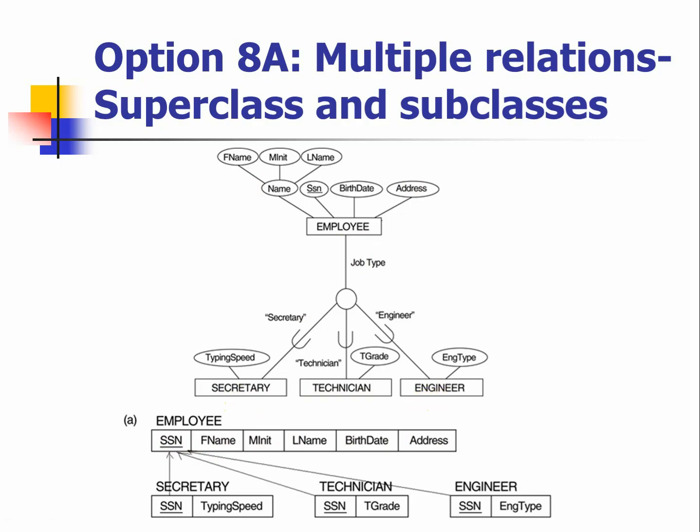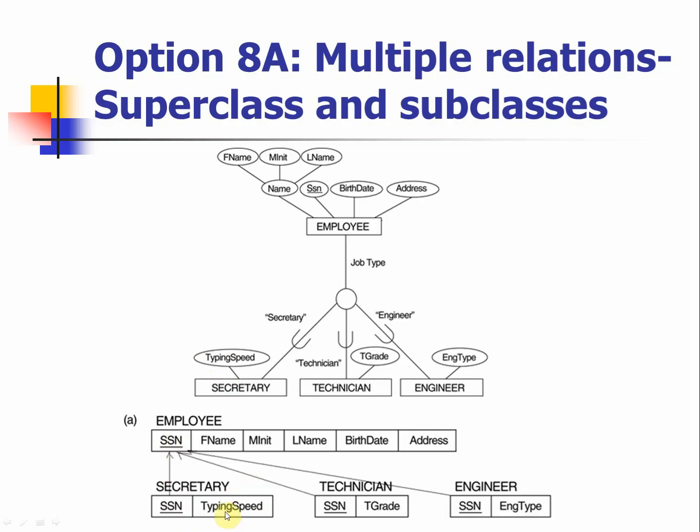For the first choice, we will end up with something very similar to the multi-value attribute, which is step number 6, with one difference. For a secretary, we will create a secretary relation, linked with the superclass through the primary key of the superclass. So it will include social security number. Underline that, indicating this is the primary key for secretary. Form a foreign key to employee. And then include all of the local attributes, in this case, typing speed.